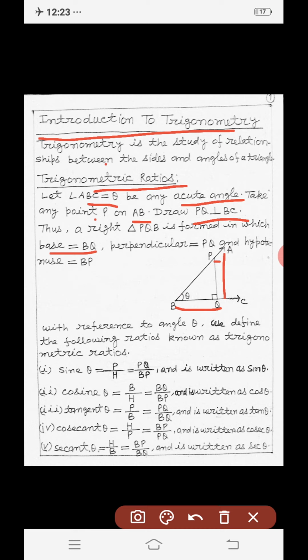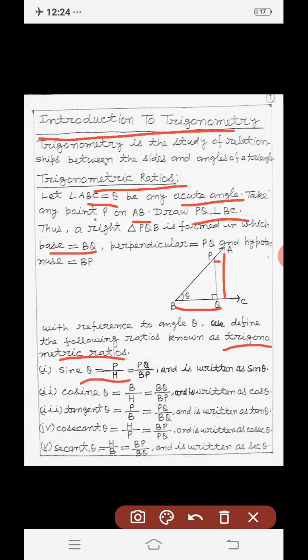Here we denote perpendicular as capital P, base as capital B, and hypotenuse as capital H. With reference to angle theta, we define the following ratios known as trigonometric ratios. Sin theta equal to perpendicular by hypotenuse. This is equal to PQ by BP and it is written as sin theta.